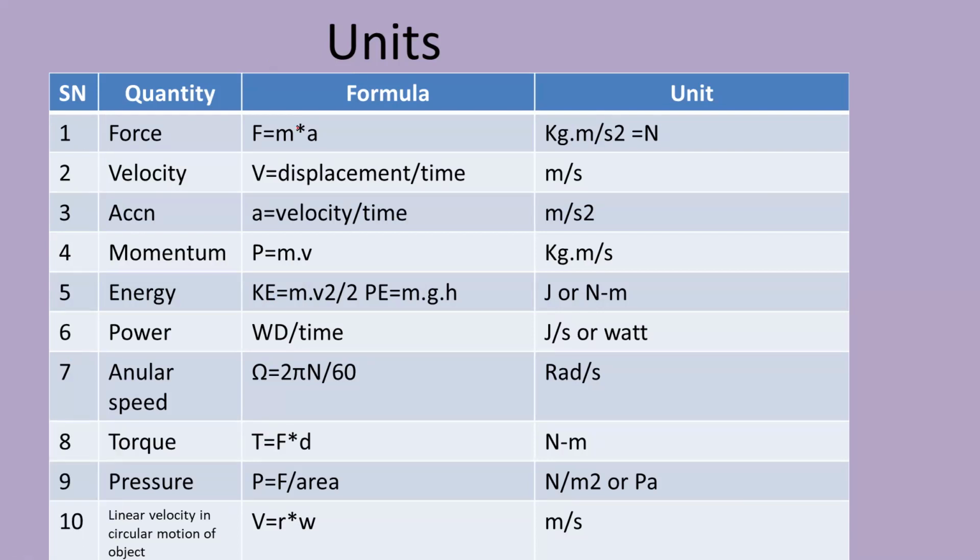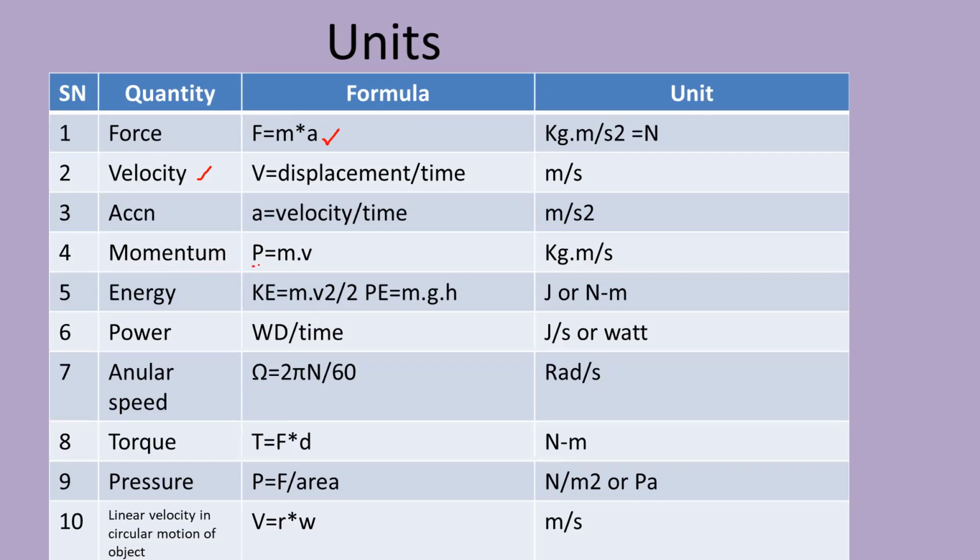So first is the force. Its equation is mass into acceleration, and its unit is kg meter per second square, or Newton. Second is the velocity. The equation is displacement upon time, so the unit is meter per second. Then acceleration. Its formula is A is equal to change in velocity upon change in time, so the unit is meter per second square. Actually it is meter per second upon second, so it becomes meter per second square.